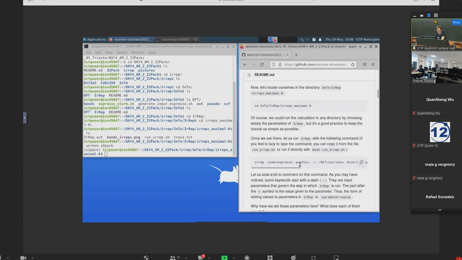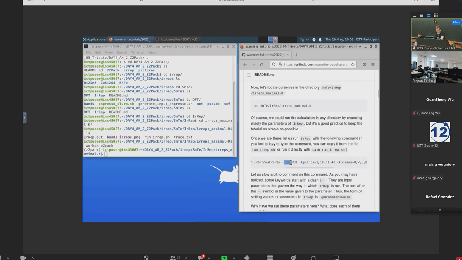Let me first comment on the parameters that we are setting in this command, okay? You will see that there are some names or parameters that start with a dash, like -code here. These are the actual names of the parameters that we can tune when we run irrep. So for example, here we are telling irrep that the DFT calculation was done with Quantum ESPRESSO. In -refUC and prefix, we are giving it the path to the directory that contains, as I said, the wave functions that we calculated, and SnTe is the prefix argument that we set when running Quantum ESPRESSO.